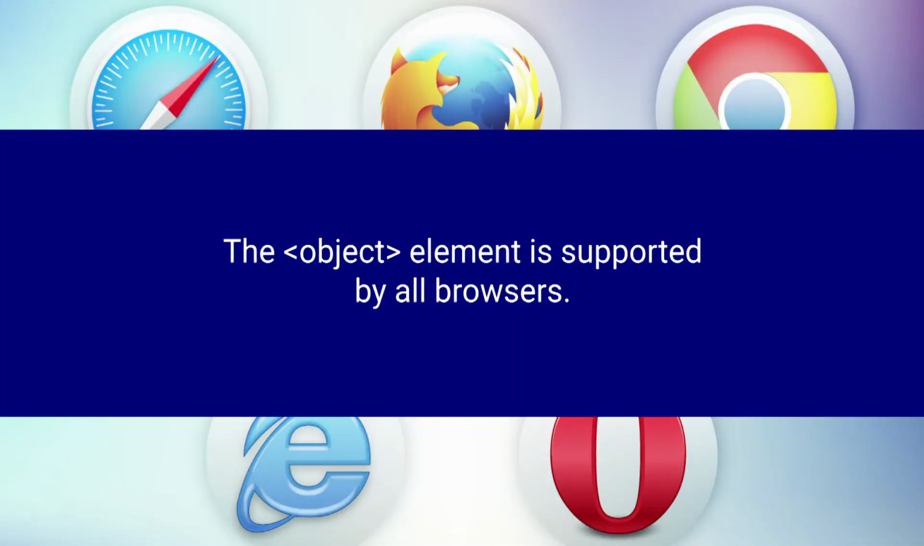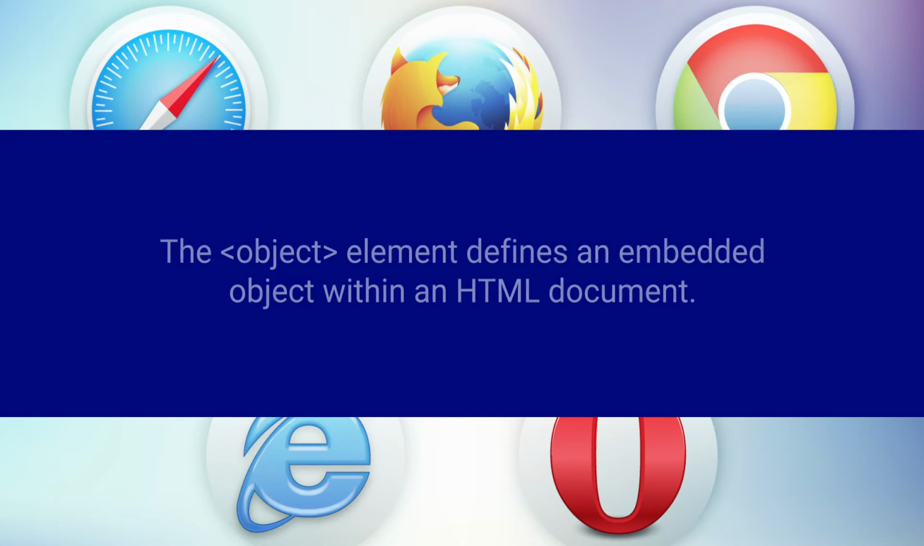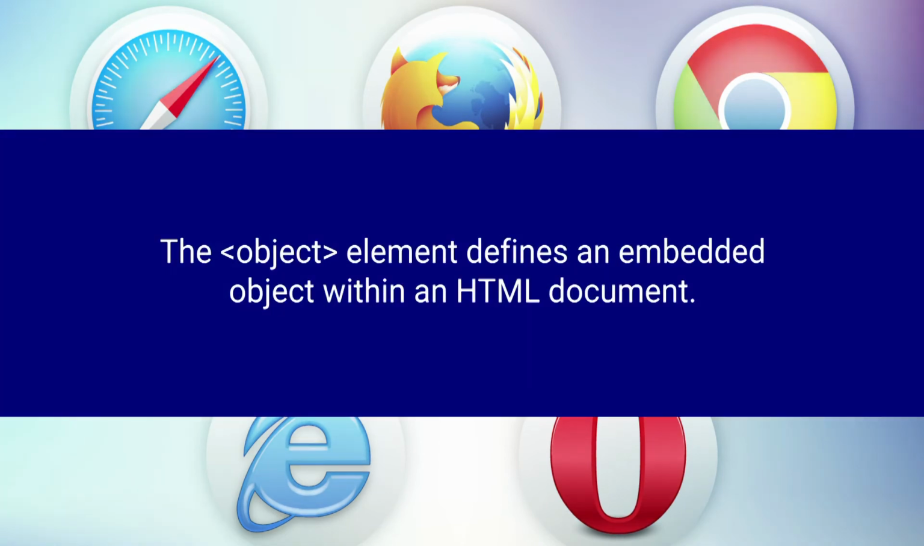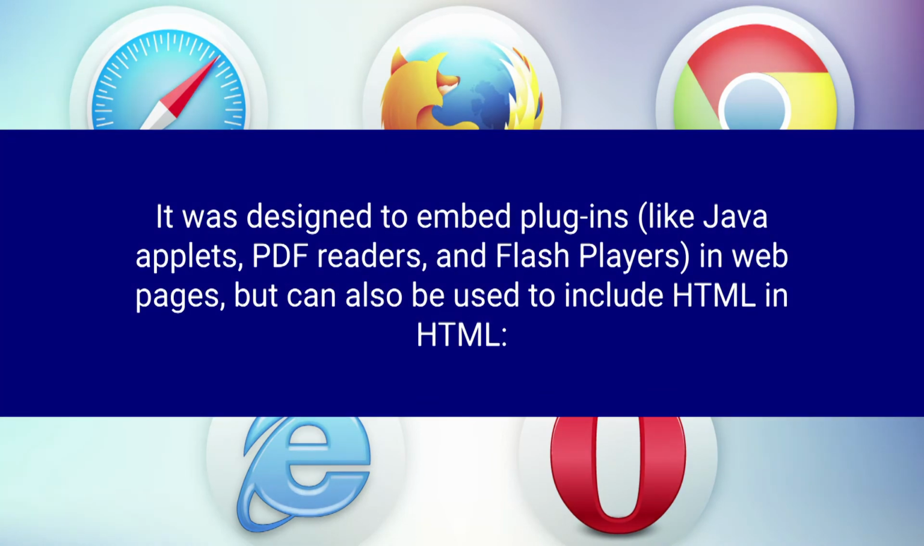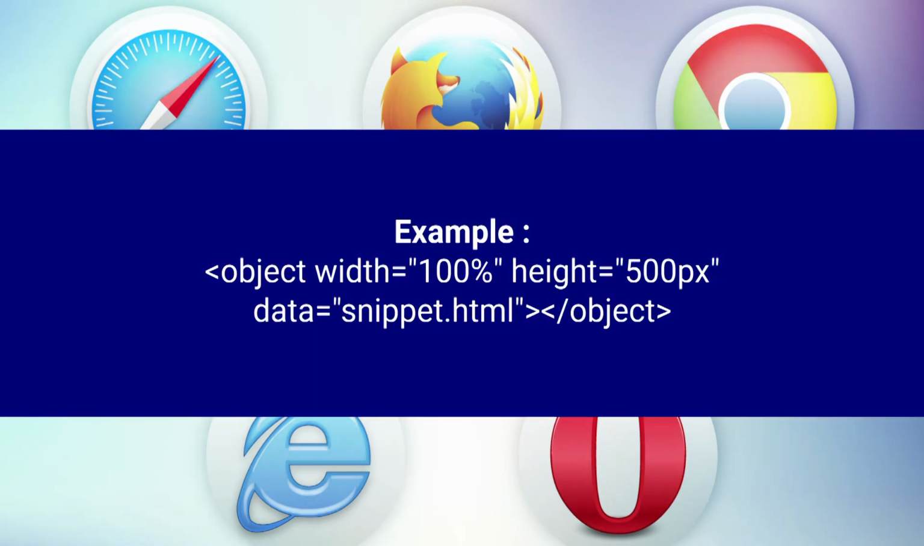Mostly the object element is supported by all the browsers. The object element defines an embedded object within an HTML document. It was designed to embed plugins like Java applets, PDF readers and Flash Player in web pages, but it can also be used to include HTML in HTML. For example, the syntax is object with width as a number and height in pixels, then data, which should mention the exact file name of the HTML file, and the end of the object.